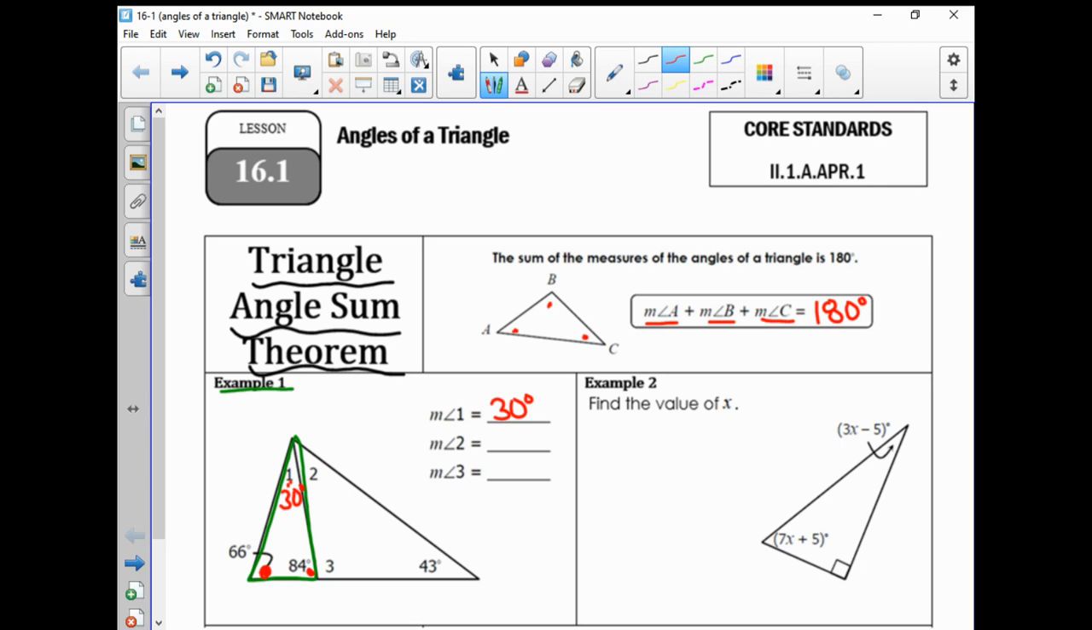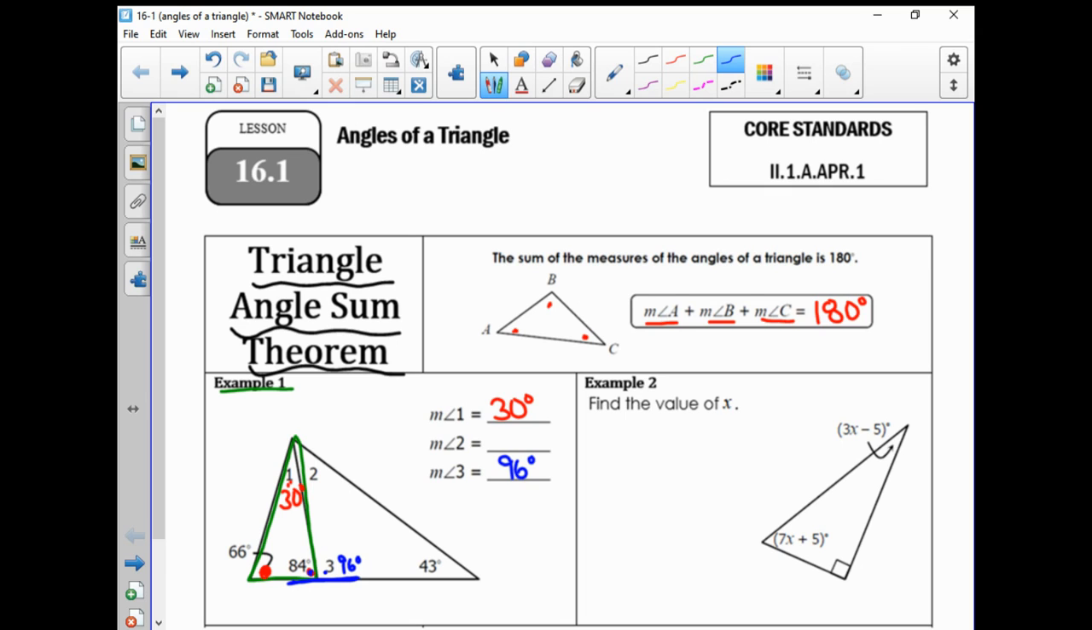All right, you've got to remember to use some of your knowledge from previous lessons as well. So look down here, this 84-degree angle and angle 3, they're a linear pair. They add up to 180 as well. So we can just do 180 subtract 84 again to get 96 degrees for angle 3.